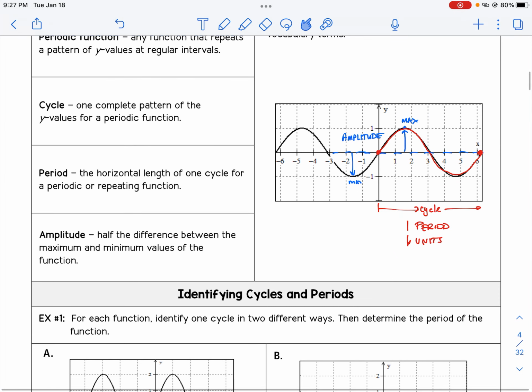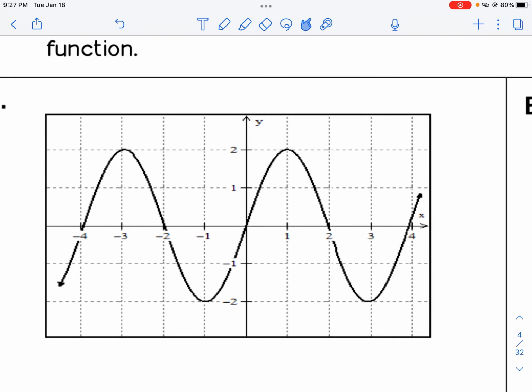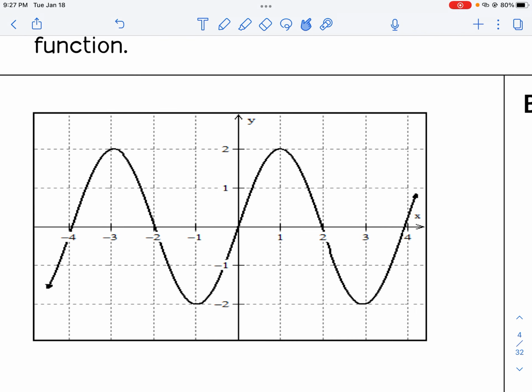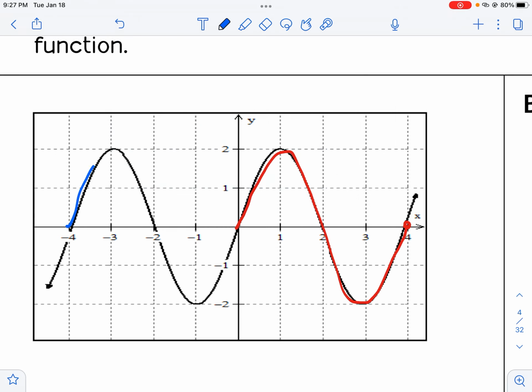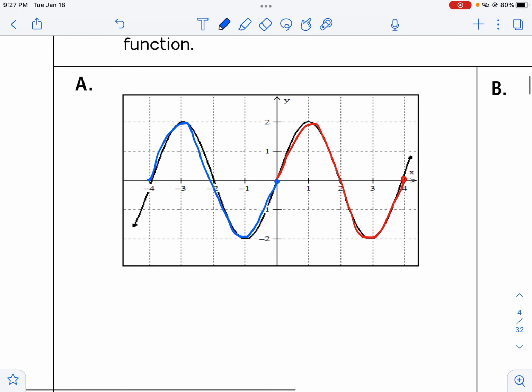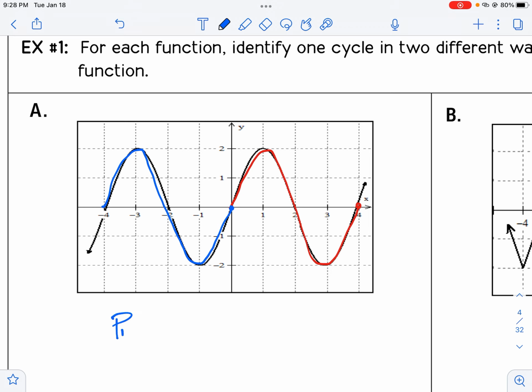All right, so let's take a look at a couple examples here. Identifying cycles and periods. For each function, identify one cycle in 2 different ways, then determine the period of the function. So if I look at this first one here, it appears as though the graph starts repeating itself every 4 units. So here is one cycle. And if I identify a second cycle, it would look like this. So that's 2 complete cycles. So the period of this particular graph is 4 units.